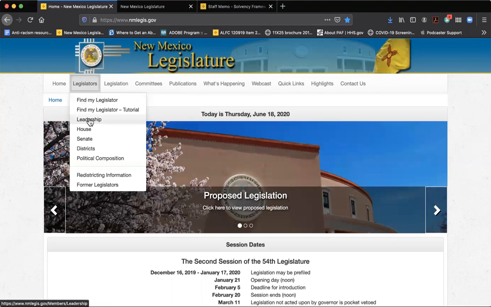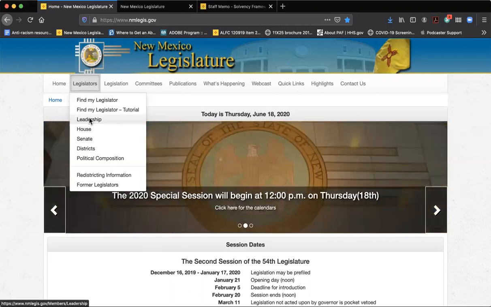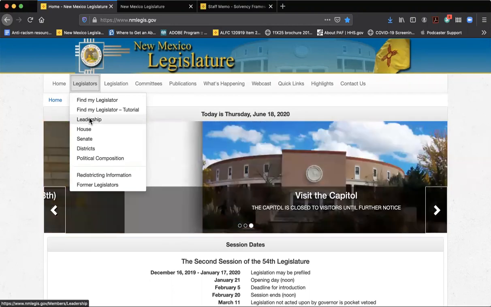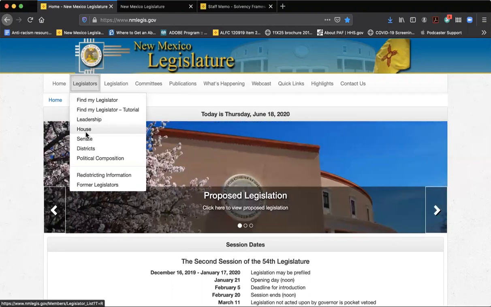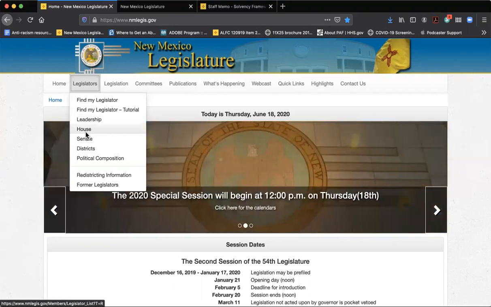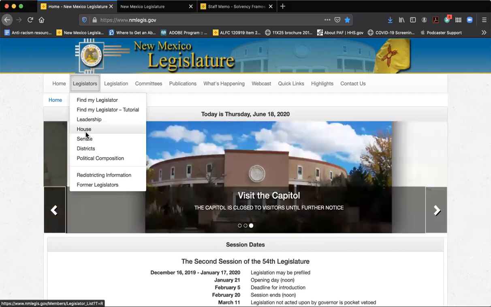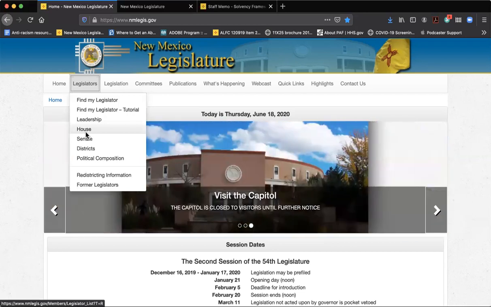You can also look up by leadership, so who the minority or majority leaders are, the whips, for each chamber. Look by house. And so in the house, it's an alphabetical listing, and you can click on each individual legislator to get things like their mailing address, their email address, what committees they're on, and a phone number to contact them.